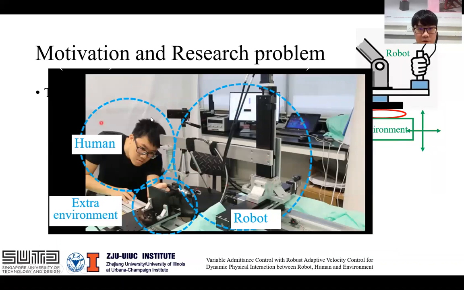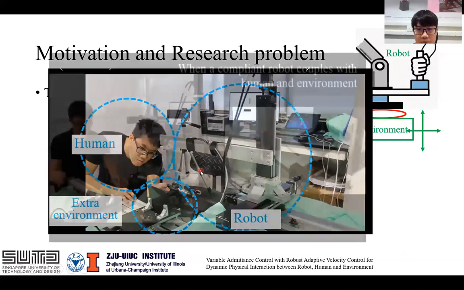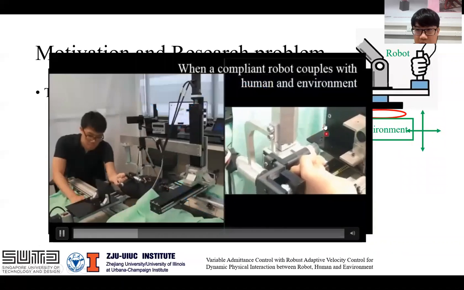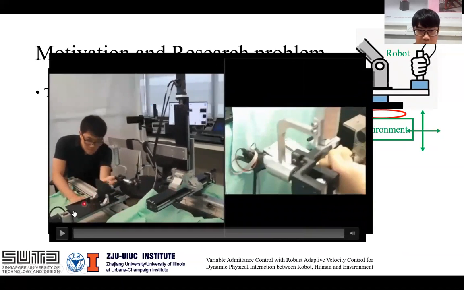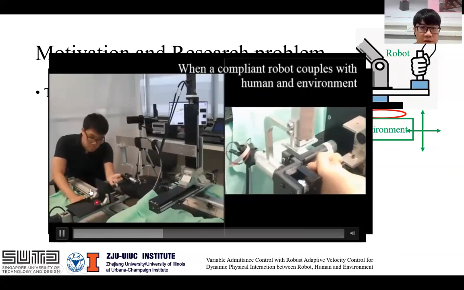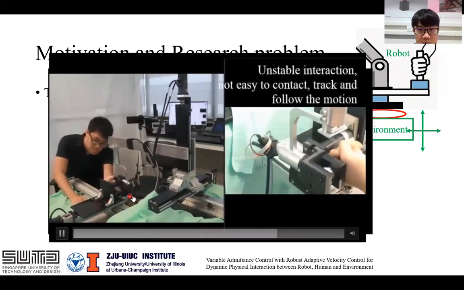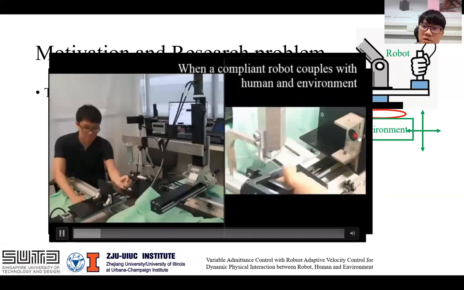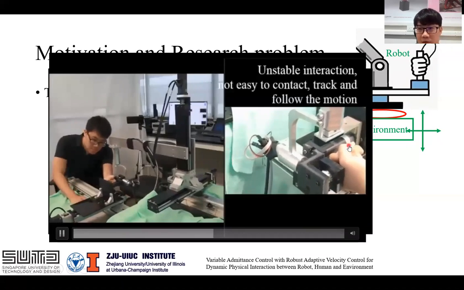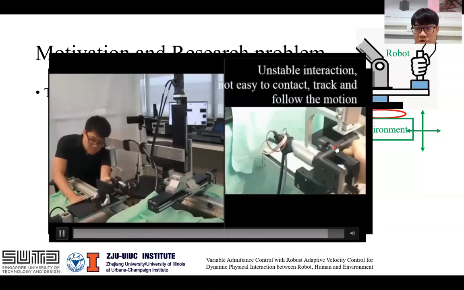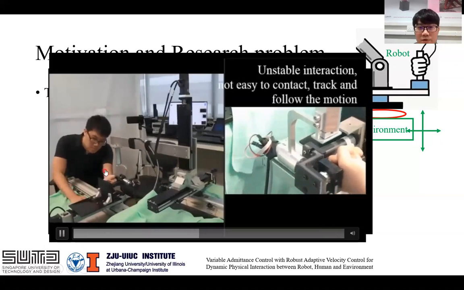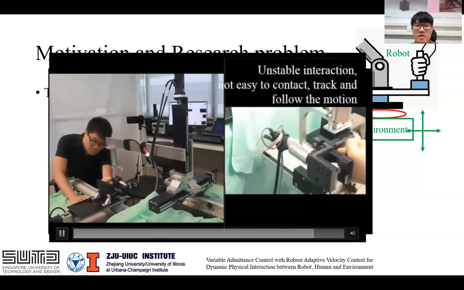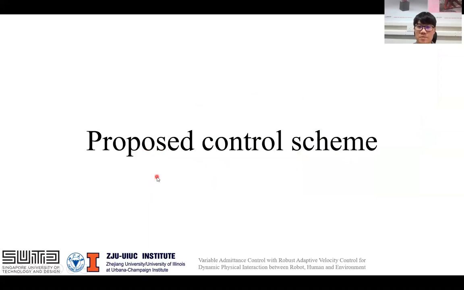We have a robot, we have a human, and we have an external environment. As you can see here, this is a rigid surface for the external environment, and the environment is moving in multiple directions. Since the contact point is dynamic, it is challenging to reach a stable interaction. This is also because the human arm is a time-variant impedance. So in this work, we propose a control scheme to solve this unstable interaction problem.